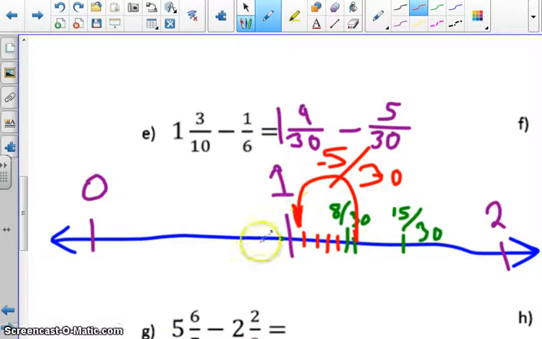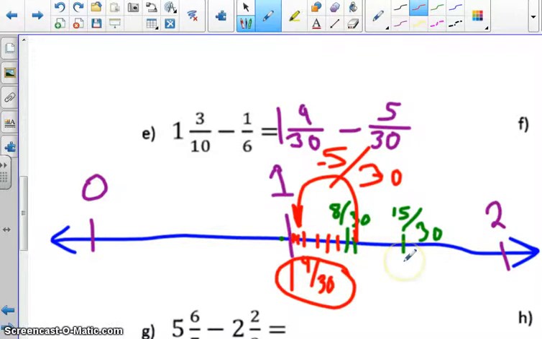So the answer is 1 whole, and you landed on this one. Well, it's 9 minus 5 is 4, so this is 4/30. Obviously, it's tough to draw this to scale. It looks like it's on the 1/30, but it's really the 4, and then there's other lines here down to 1. So 1 and 4/30 is the answer. That's how you would draw it.